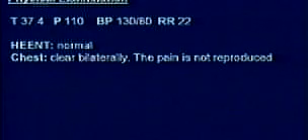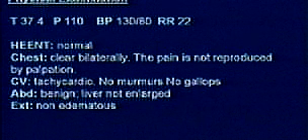So this patient, his head and neck exam is normal. His lungs are clear bilaterally. The pain is not reproduced by palpation. So right away, I don't think this man has costochondritis. The sensation of the reproduction of pain by pressing on the costochondral joints, it does not sound like that from the history anyway.